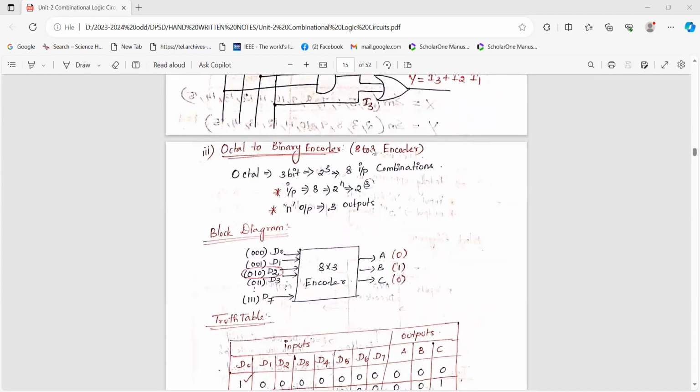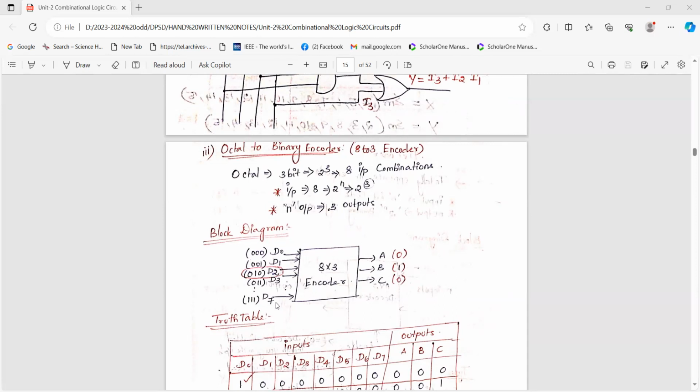What is the operation of an octal to binary encoder? We are going to convert 8 to 3. It is also called an 8 to 3 encoder. 2 to the power n inputs means for representing 8 inputs, we need 3 bits of data to represent 8 combinations. So 2 to the power 3 is equal to 8 input combinations we need, and the output is 3 bits. Using 3-bit data, we can form 8 combinations of the inputs. So for an 8 to 3 encoder, 2 to the power n means 8 inputs and 3 outputs.